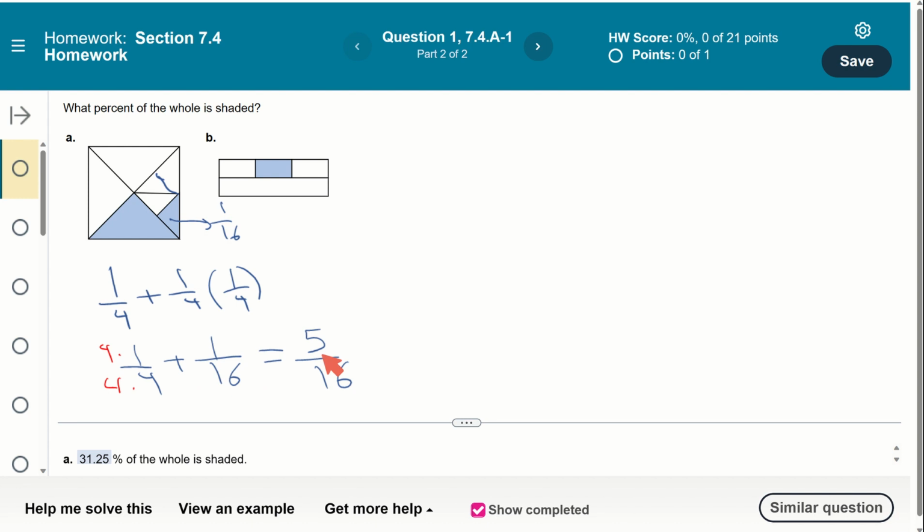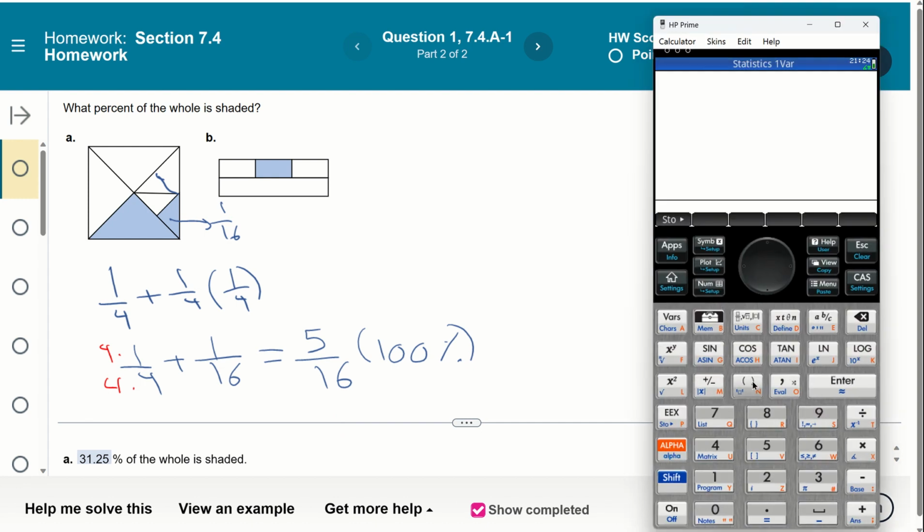Now that's a fraction. I want to know what percentage is shaded, so I'm just going to multiply that by 100% to convert it to a percent. So now all we need to do is go ahead and put 5/16, and we're going to multiply by 100. So we get 31.25%.